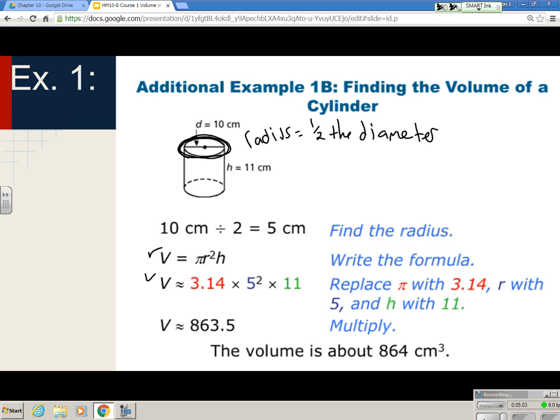So now that we got all our numbers in, we plug in the numbers and we chug out an answer. 3.14 times 5 squared, which is 25, not 10. 5 times 5, not 5 times 2. Times 11, you get 863.5. Or if you round up to just 864 centimeters cubed, you'll have the right answer. I would accept either of these if this was a worksheet or quiz or test. Both of those would be acceptable answers as long as you have it properly labeled at the end.